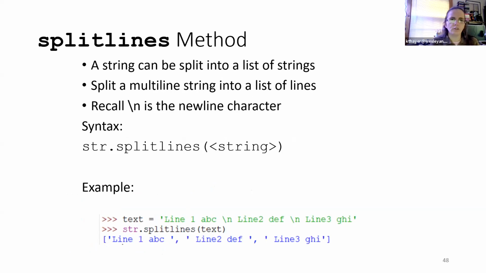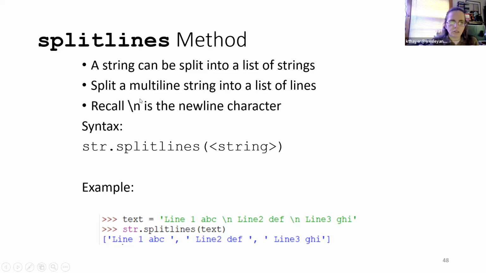Splitlines is very useful. The splitlines method is able to take things and split them apart. A string can be split into a list of strings, which we've seen using list. Splitlines splits a multi-line string into a list of lines. \n is the newline character. So if you do string dot splitlines and you give a string, this is what will happen. Here's some text: line 1, ABC, newline character, line 2, def, blah, blah, blah. Okay, so you see we have this interesting text line here.